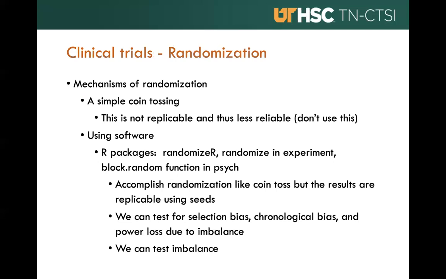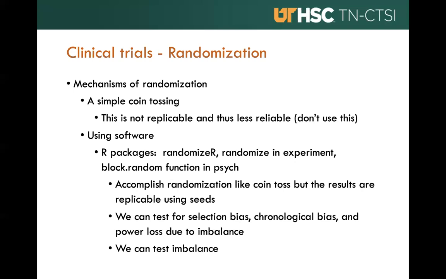So we said among the mechanisms of randomization, simple coin tossing is one method, especially for simple randomization. The problem with this is that it's not replicable, and thus it's less reliable, and we don't commonly use it. The other one is using software. There are a couple of R packages that help to create a sequence of participants that can be assigned to the treatment arm and to the placebo arm. One such R package is randomizeR.